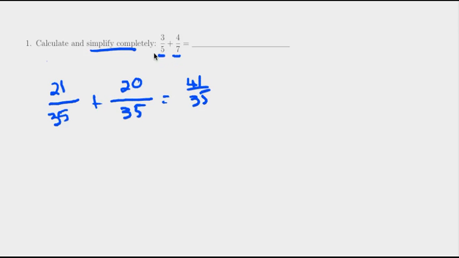And I have to simplify completely, which means I need to make sure there's no common factors in the result that I can cancel out. But 41 is a prime number, and it only factors into 1 times 41, so there's no possibility of cancellation or simplifying the fraction. So my answer is 41/35, and I'm done.